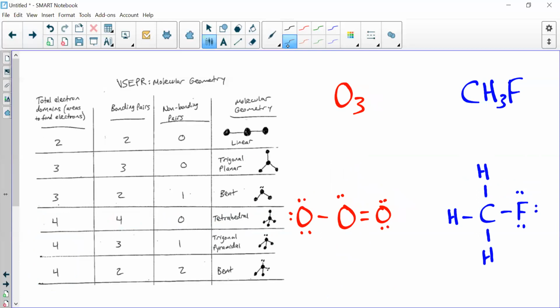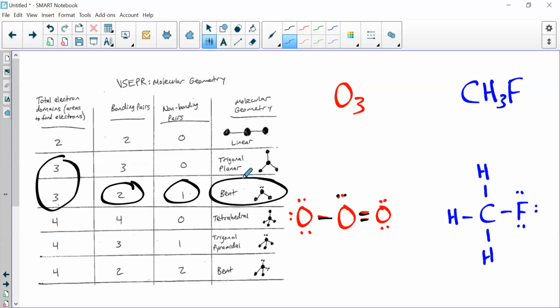O3, which is ozone. All right, let's count our electron domains. 1, 2, 3. 3 electron domains, so it's going to be one of these. 2 of them are bonding. 1 of them is non-bonding. Here's my 2 bonding, my 1 non-bonding. That's bent. Bent like this. So in reality, it's going to look sort of like that.